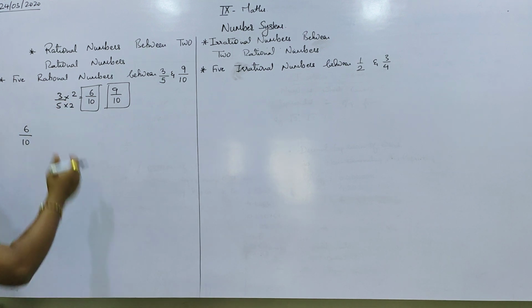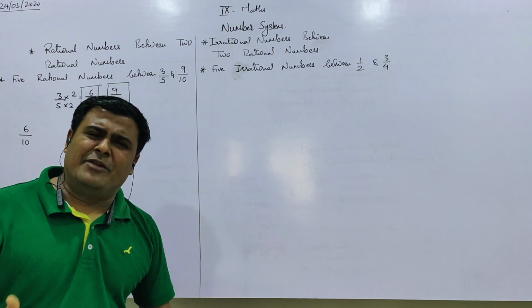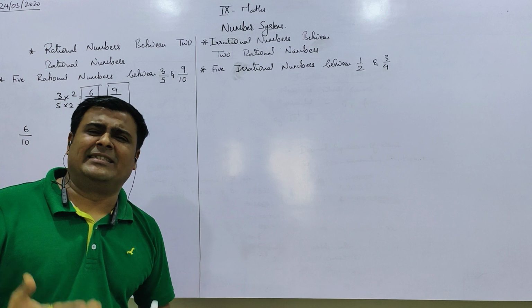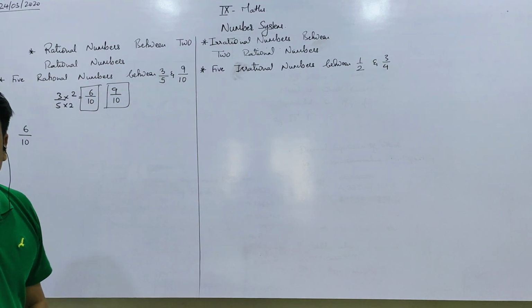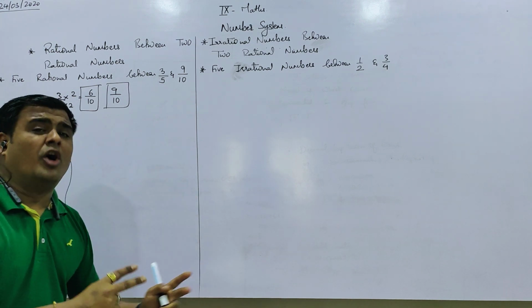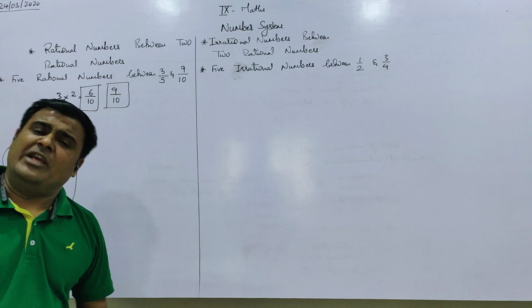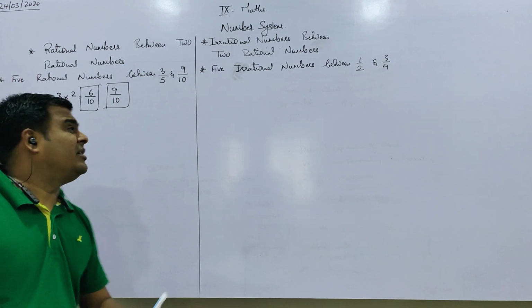Okay, you can see 6 by 10 and 9 by 10 has only three numbers in between: 7 by 10, 8 by 10 and 9 by 10. 6 by 10, 7 by 10, 8 by 10 and 9 by 10. Only two numbers we have between them. So we need to increase the gap by multiplying both the fractions either by 5 or by 10 or by 15 or by 2, whatever amount.